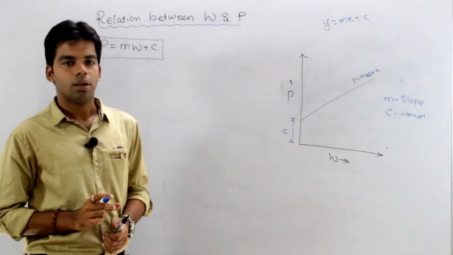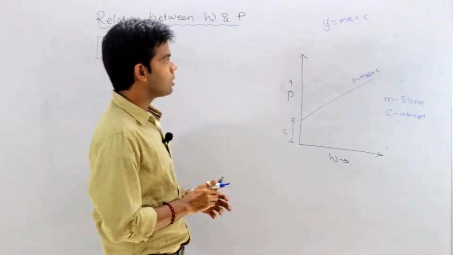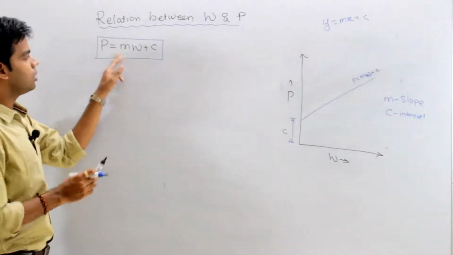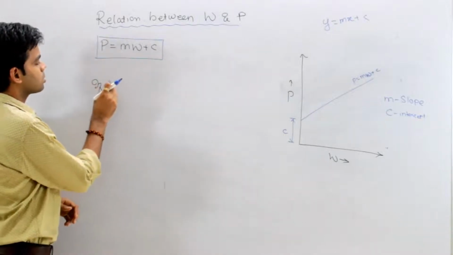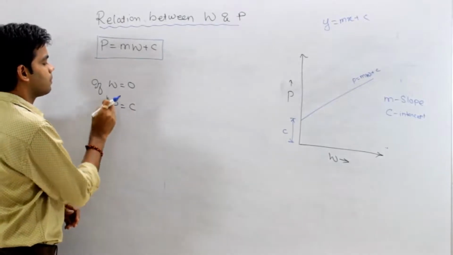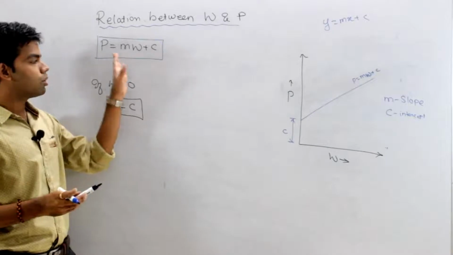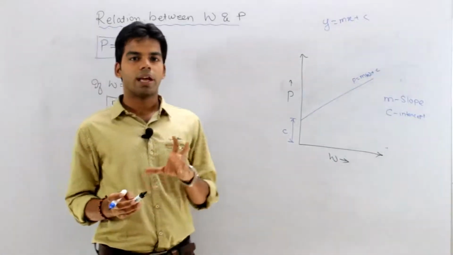Getting this now? Okay. Now, what will happen if the load is 0? If the load becomes 0, if W is equal to 0, then this P becomes equal to C. Now, what is the meaning of this? If load is 0, then also we have some effort.